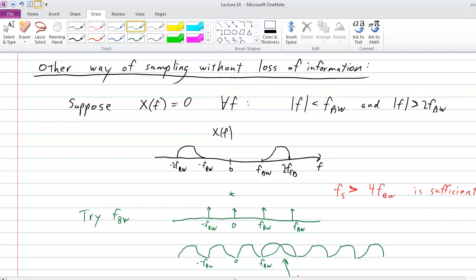This isn't generally true. You couldn't shift this bandwidth anywhere you want, because if you try it out and do the sampling, you'll see you'll get aliasing. This was sort of a special case where we were at a multiple of the bandwidth, and that way things did not overlap.